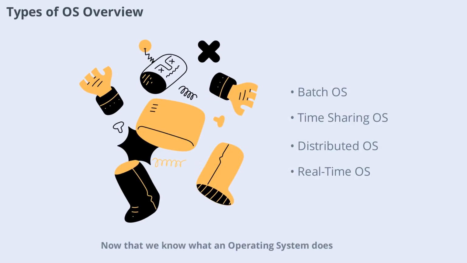Now that we know what an operating system does, let's look at the main types of operating systems. Each type is designed for specific tasks and environments. The four major types we'll discuss today are batch operating systems, time-sharing operating systems, distributed operating systems, and real-time operating systems. Let's break down each one.